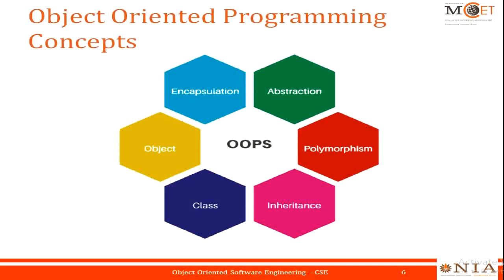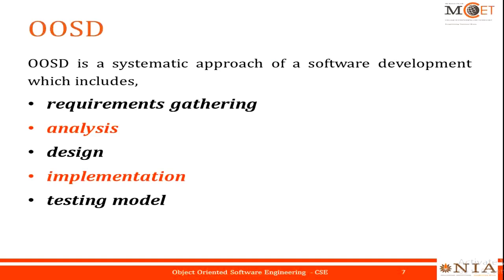Object-oriented programming concepts. There are various kinds of object-oriented programming concepts. Some of you have studied in Java, C++, object-oriented programming languages, concepts like class, object, encapsulation, abstraction, polymorphism and inheritance. All are described here along with the software engineering techniques. OOSD is a systematic approach of software development which includes requirement gathering, analysis, design, implementation and testing model.